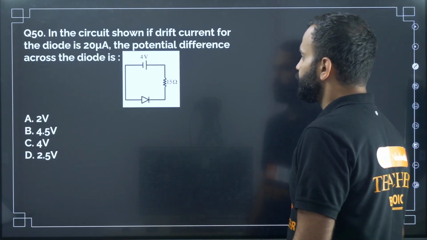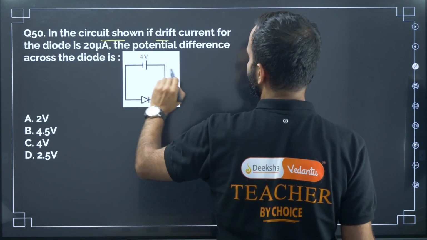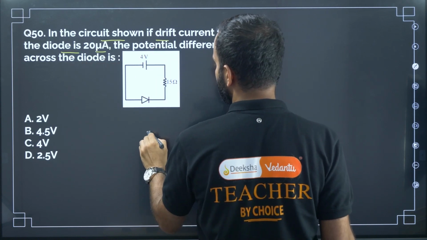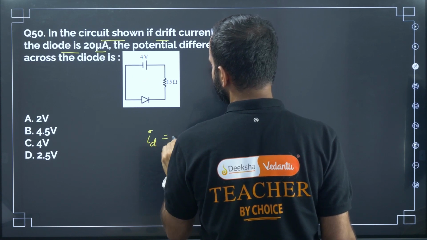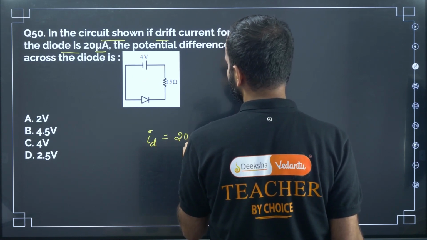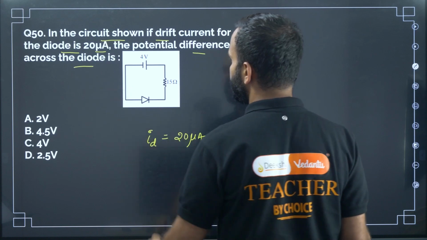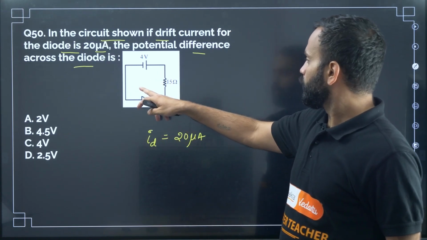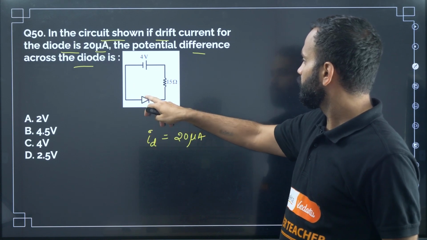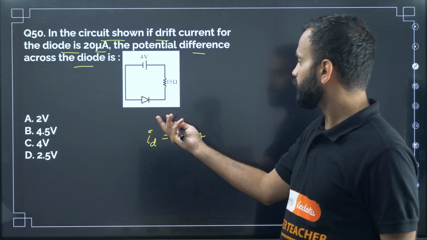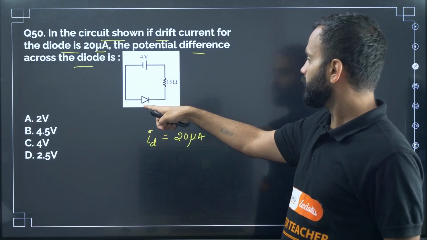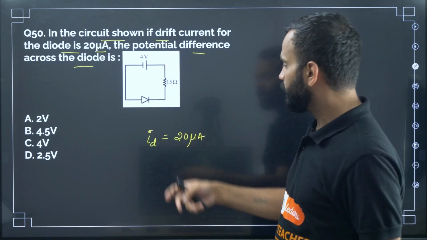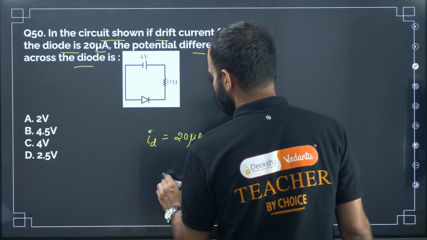Next question, question number 50. In the circuit shown, if drift current for the diode is 20 microampere. So ID, that is drift current, is equal to 20 microampere. Potential difference across the diode. Okay, we need to find potential difference across the diode, right? Okay, so here this diode is reverse biased. This diode is reverse biased. So therefore, the current in the circuit is only drift current, right? So now potential difference across the diode.